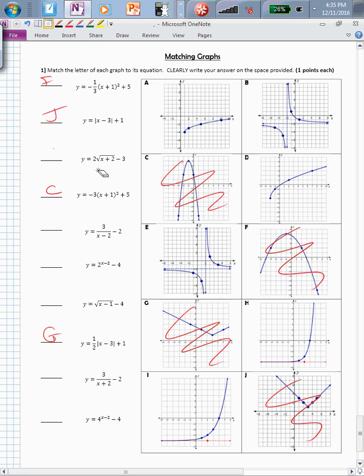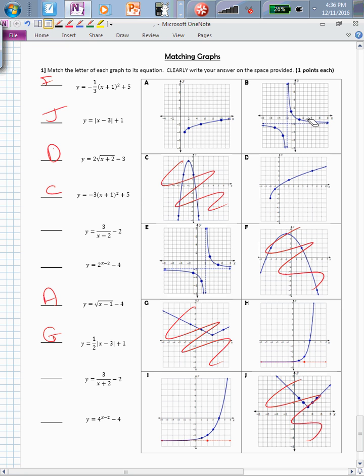Square root, stretch of 2, no stretch. Both are positive, no reflections. So this goes up 1 over 1, this goes over 1 up 2. So this tells me that this one is D, and this one is A. So right 1 down 4, left 2 down 3.